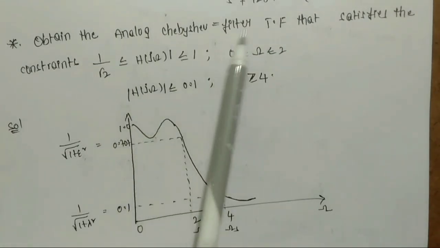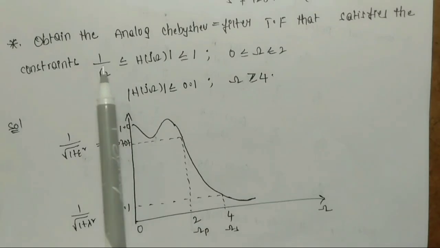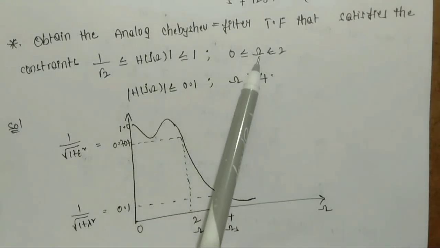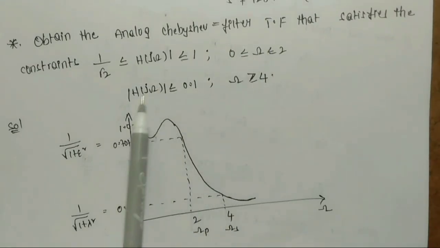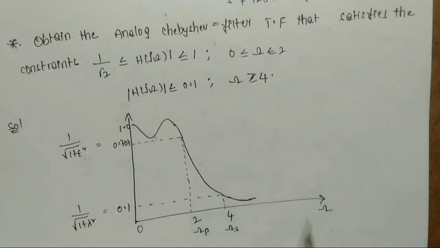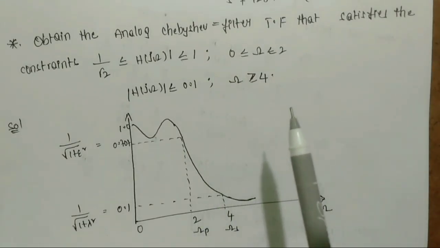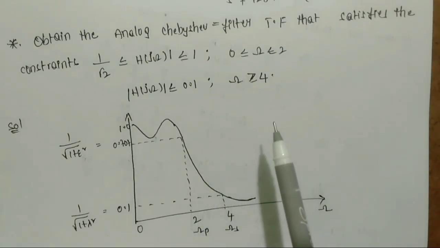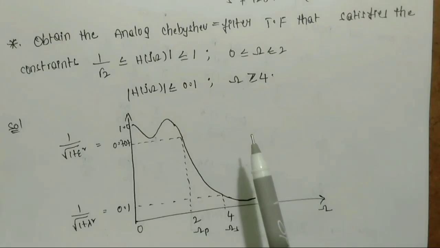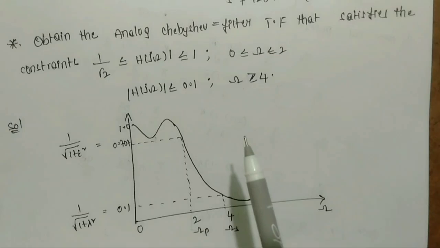Obtain the analog Chebyshev transfer function that satisfies the constraints 1 by root 2 less than or equal to |H(j omega)| less than or equal to 1, when omega is between 0 and 2, and |H(j omega)| is less than or equal to 0.1 when omega is greater than or equal to 4. And he is asking about the Chebyshev filter. So before solving it, we have to remember the formulas of the Chebyshev filter of order n, and the poles, the denominator function and the numerator function. If you are thorough with all these formulas, then it will be very easy for you to solve this question.